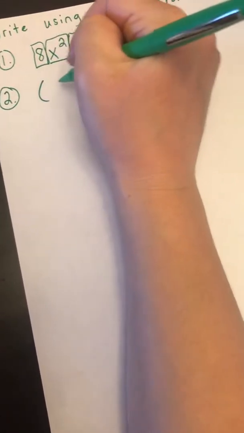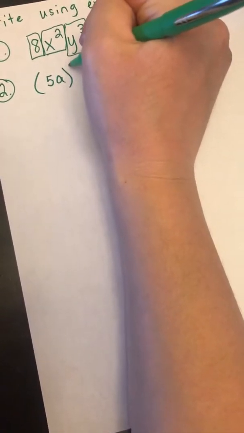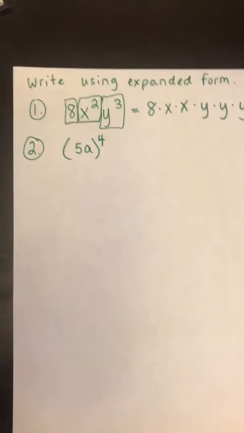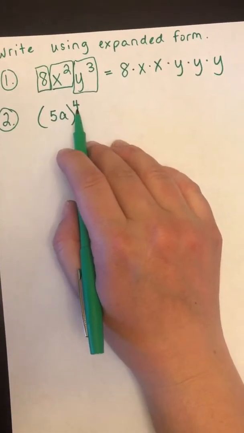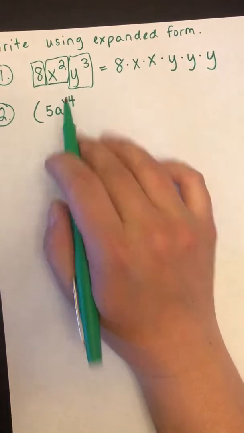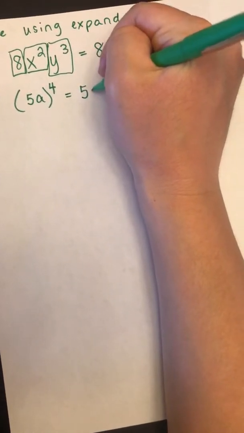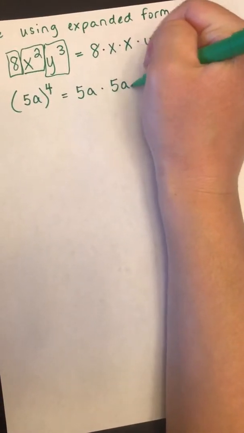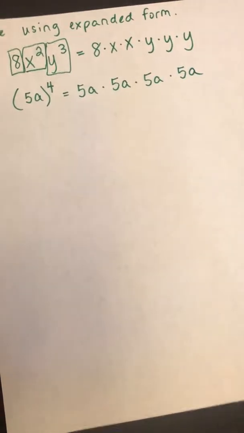But what about something like this? Let's do (5a) to the 4th power. So what is this one telling us to do? Anytime you have something in parentheses to an exponent, that means whatever is inside here, all of this together 4 times. So this would be written like this: 5a times 5a times 5a times 5a.